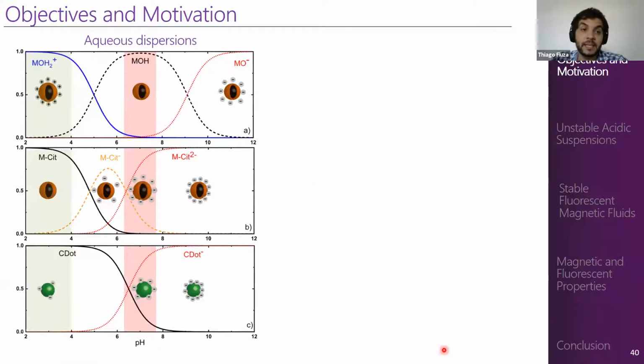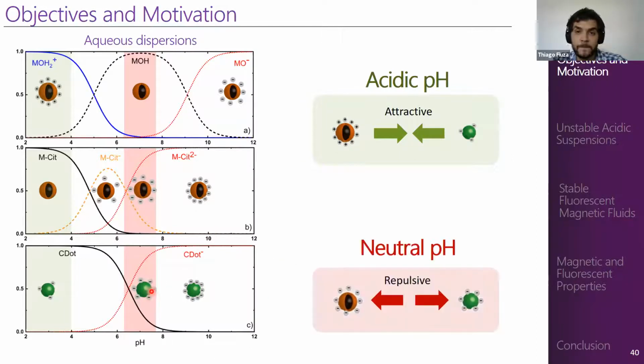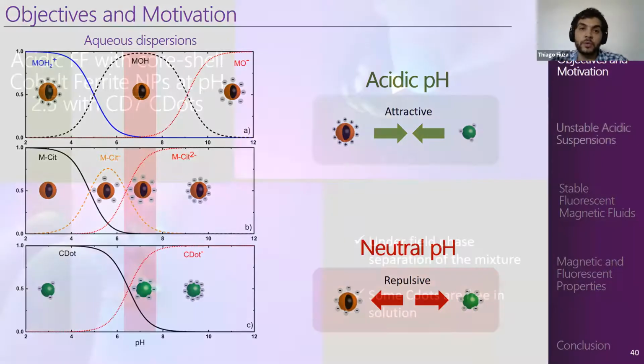So in our system, we can have the acidic condition in which the nanoparticles have opposite signs and they will attract each other. However, if we now citrate the sample composed of the magnetic nanoparticles, we can obtain a negative charge at neutral pH, in which both of them will have the same charge and therefore repel each other. So now let's take a look first at the acidic condition.